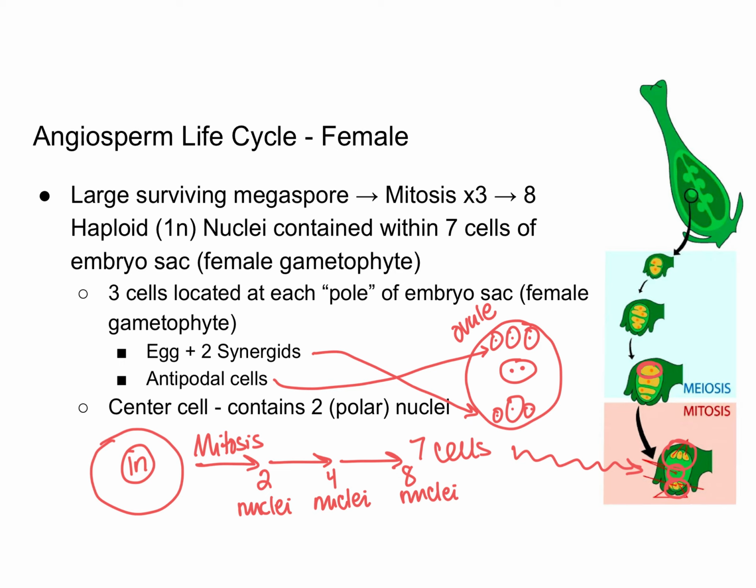So to try to make this a little bit clearer, let me switch to some different colors here. So this structure here is the ovule. Each one of these is a cell. Then each one of these cells has a haploid nucleus inside, except for this center cell, which has 2 haploid nuclei.